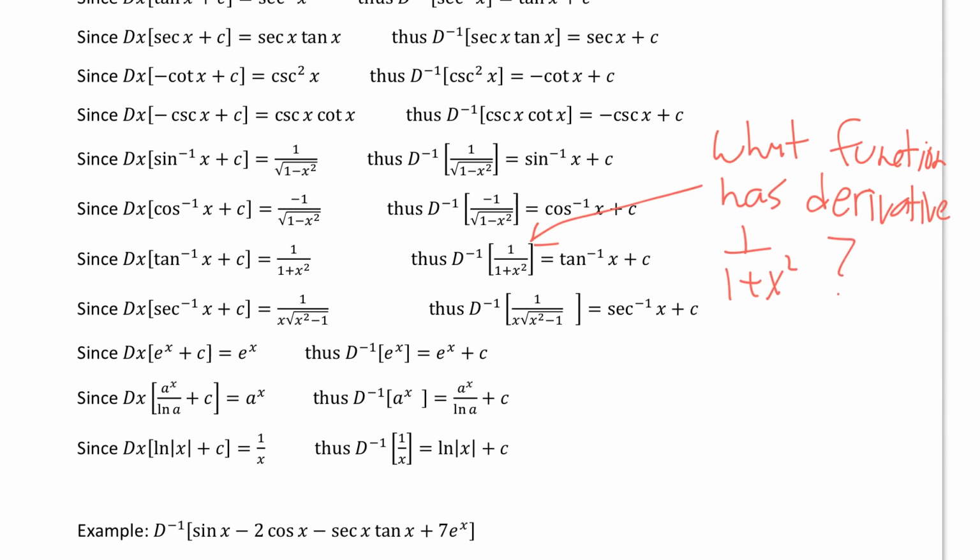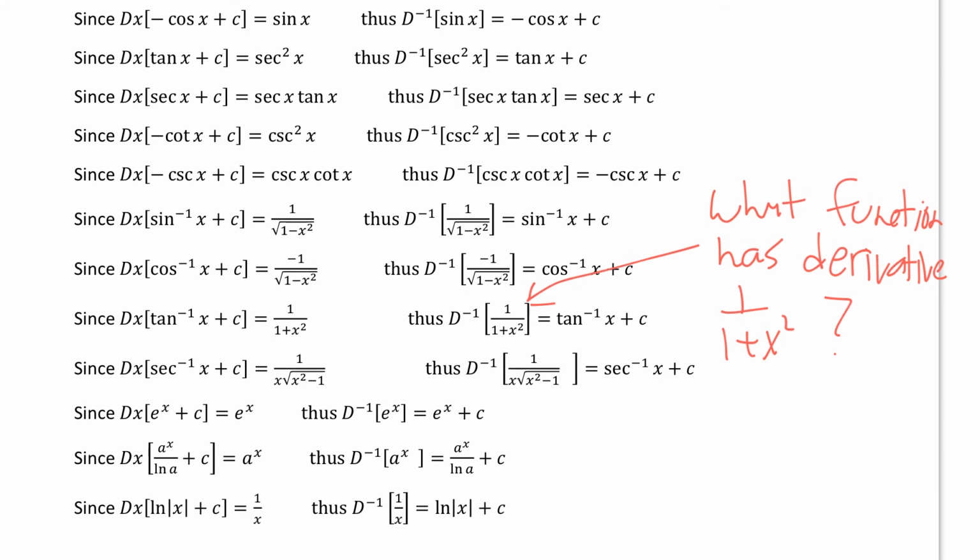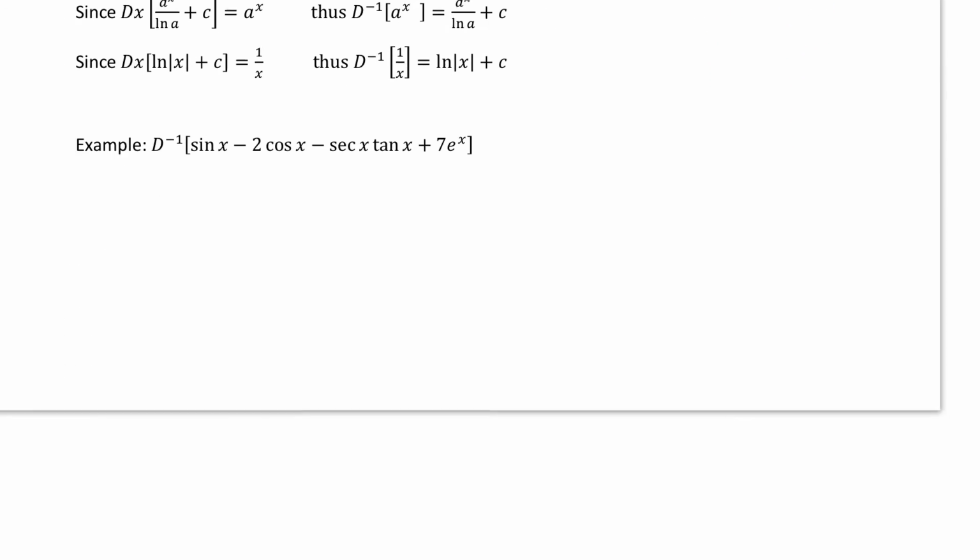So I would encourage you here to take a look at all of the different antiderivative rules. They're all based on the derivative rules that we know. So take a look at the antiderivative rules, and they're not new rules to memorize, but they're just reminding us of our previous rules. So let's try an example here.